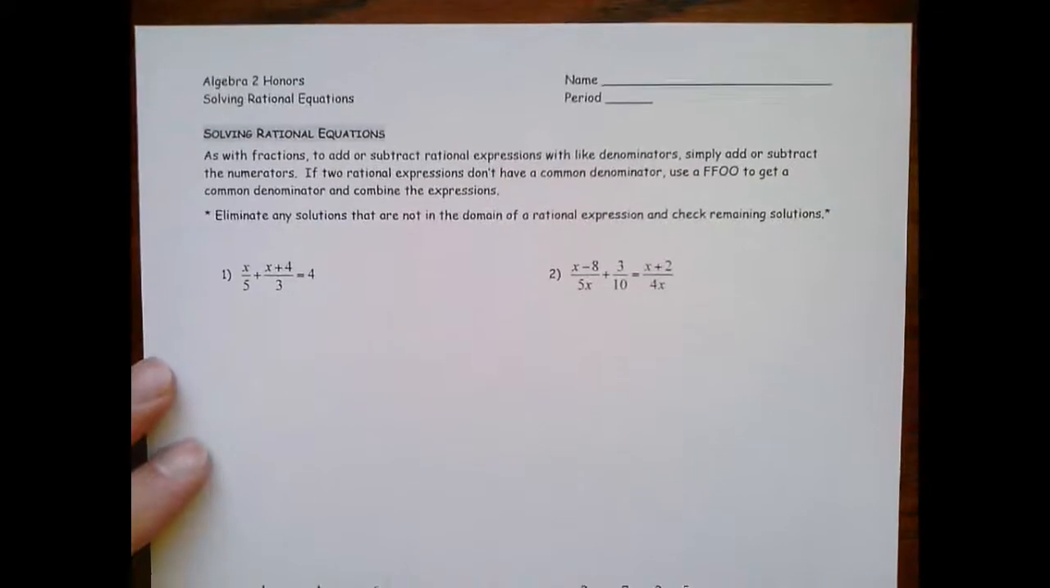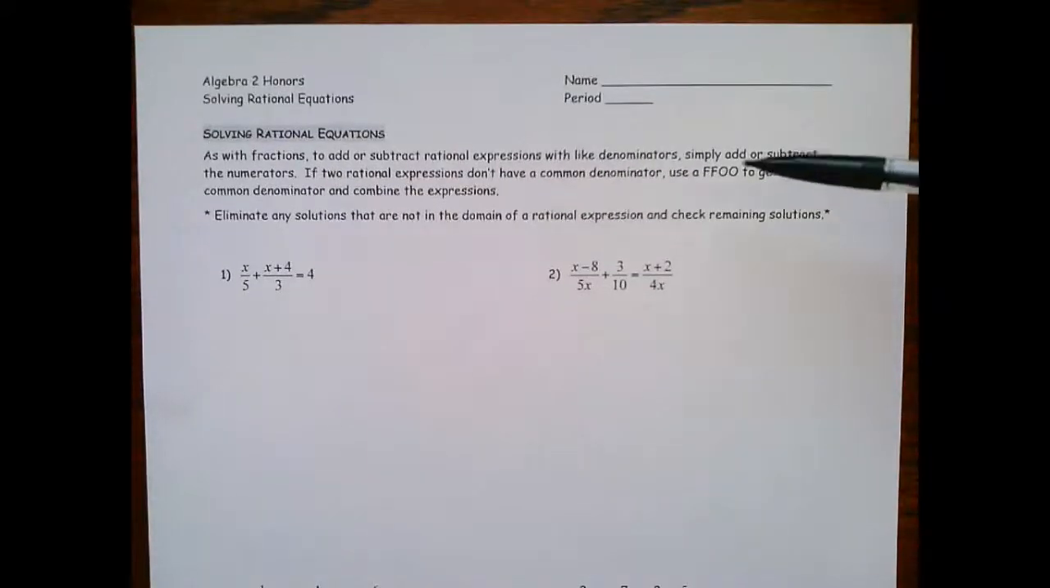So what does it say here? It says to solve rational equations, as with fractions, to add or subtract rational expressions with like denominators, just add or subtract the numerators. If two rational expressions don't have a common denominator, use a FFOO, which is a fancy form of 1, to get a common denominator and to combine the expressions.